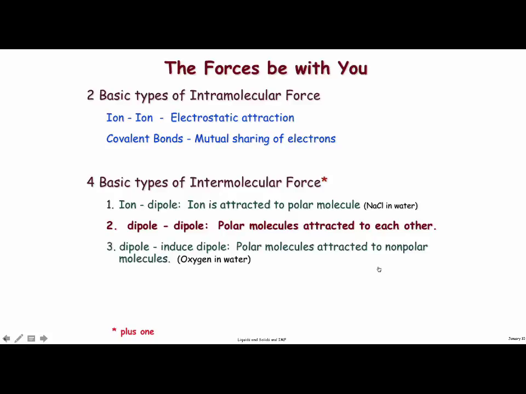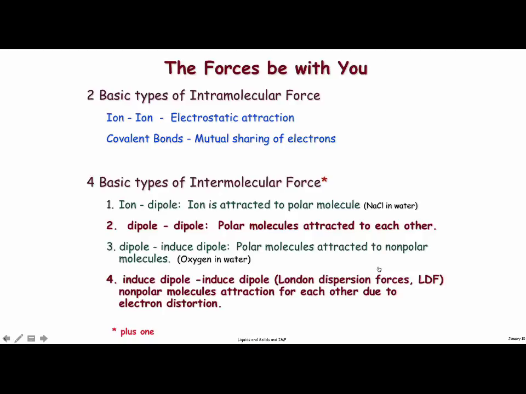Then there's dipole-induced dipole. That's when a polar chemical causes a nonpolar chemical to be attracted to it. So this is a type of intermolecular force that we will not study much, but it's also the mechanism by which oxygen is able to dissolve in water. Imagine if oxygen wasn't able to dissolve in water, then the ocean would lack oxygen molecules and all the marine life would die. So this is a very important intermolecular force.